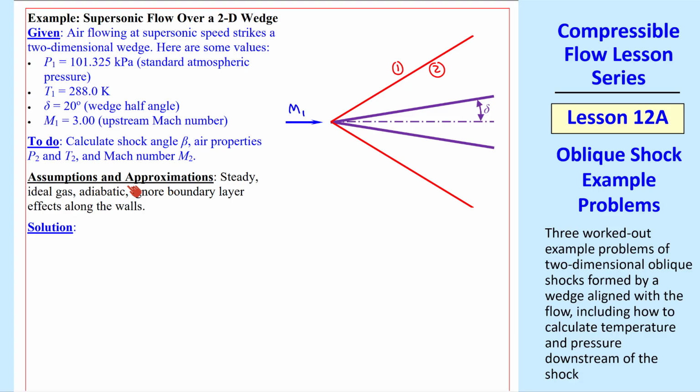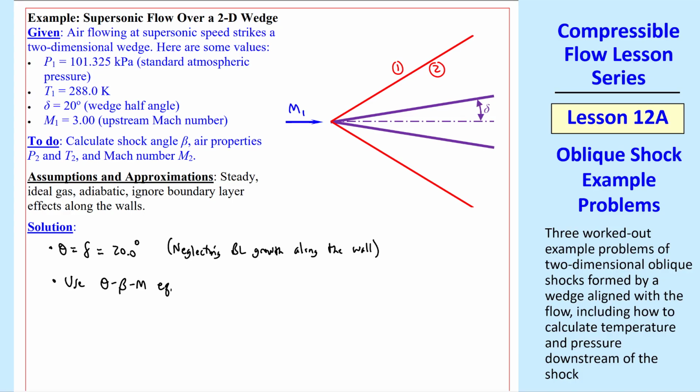We make our usual A and A, steady, ideal gas, adiabatic, and we ignore boundary layer effects along the walls. There will be a boundary layer building up along this wall, which will have a displacement effect that makes this wedge appear to the flow as a little bit thicker, so theta will not be exactly delta, but a little bit bigger than delta. But we're ignoring such viscous effects of the boundary layer, so we'll let theta equal delta, or 20.0 degrees. Now we use the theta-beta-M equation to calculate beta.